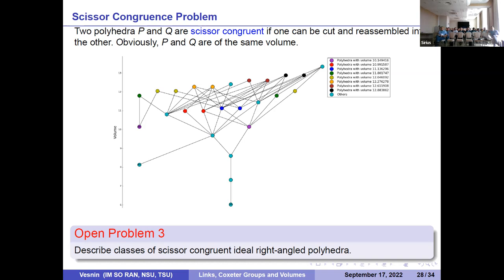And I just present here a picture from our calculations. Polyhedra with points of the same color, except blue, have the same volume. Sometimes they have a different number of vertices. And for these, you can check by hand whether all of them are scissors congruent. But if you increase the number of vertices, you see there are thousands of polyhedra with the same volume. It is not clear how to prove it. We still have an open problem about scissors congruence in hyperbolic space in the general case, and even in the particular case of ideal right-angled polyhedra, it is also an open problem.